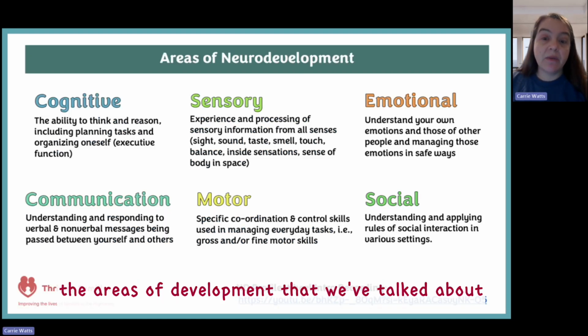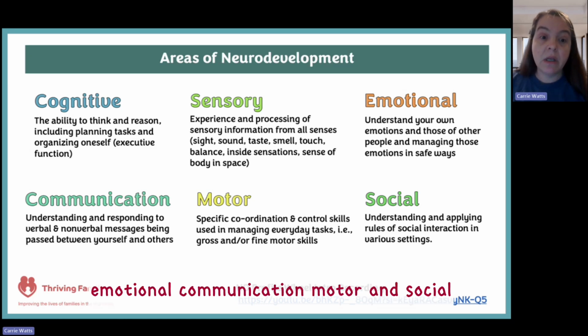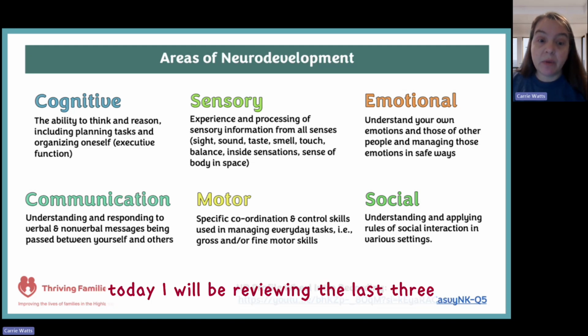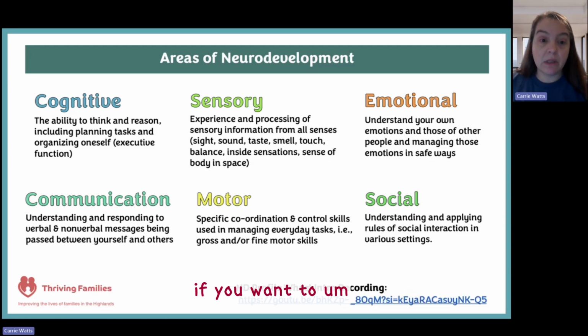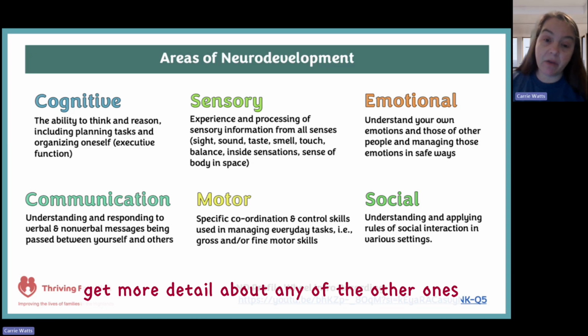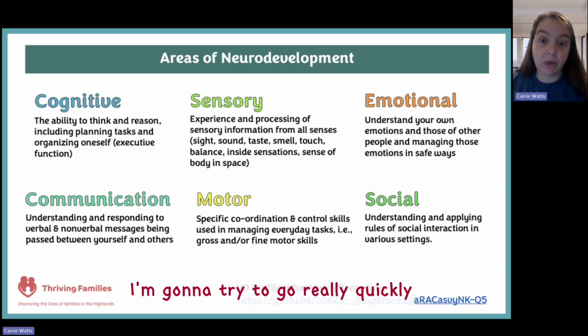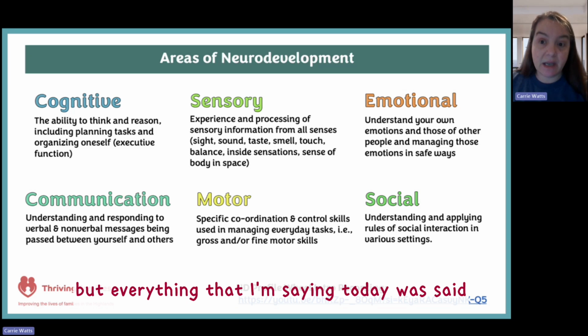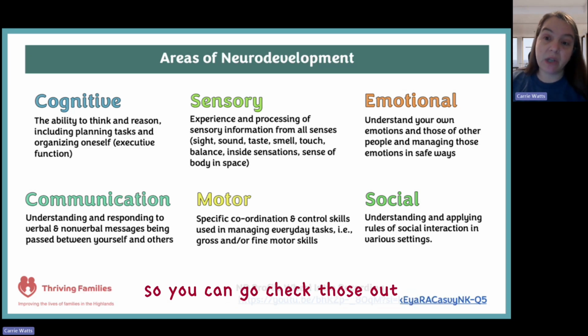The areas of development that we've talked about through this series of sessions are cognitive, sensory, emotional, communication, motor, and social. Today, I will be reviewing the last 3. There are videos on the Pines YouTube channel if you want to get more detail about any of the other ones. And because there's so much to go through today, I'm going to try to go really quickly. But everything that I'm saying today was said in the more in-depth presentations, so you can go check those out.